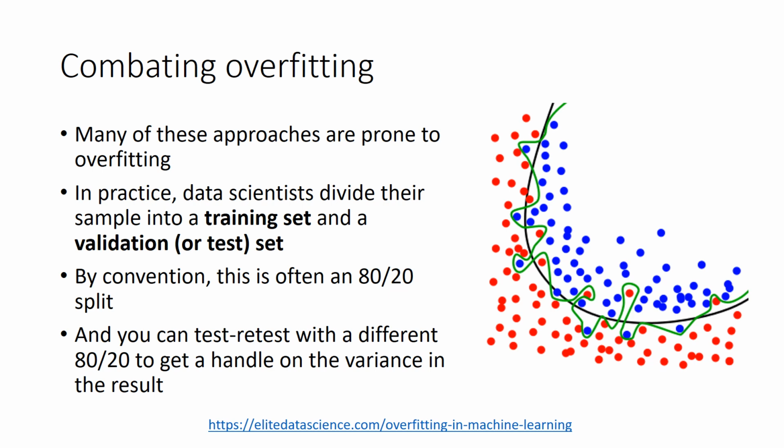By convention, what we tend to do is we take our big data set and we split it into an 80-20 pile. We use 80% to train the data, and we use 20% to validate it, which means we take 20% of our data set out, we don't look at it, we run a random forest classifier, and then we use the 20% to find the accuracy. And then you can do that multiple times, again, as we've talked about, to get an idea of the variance of the result.